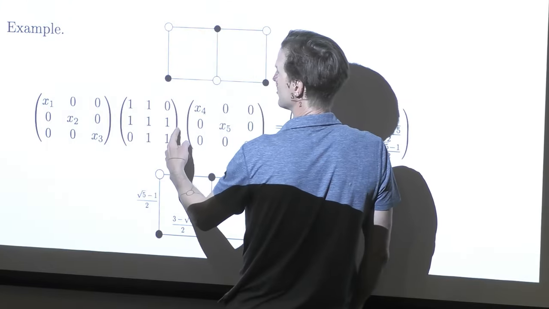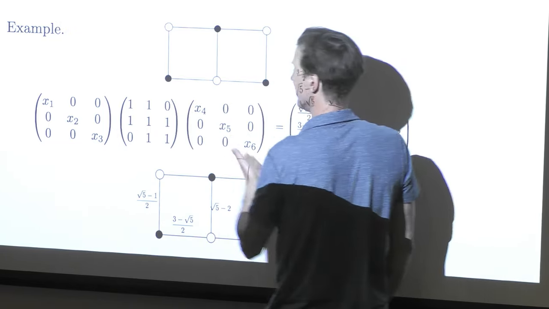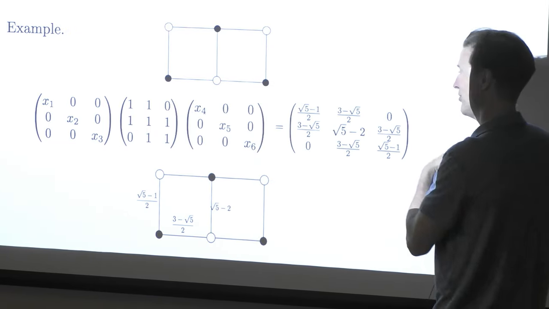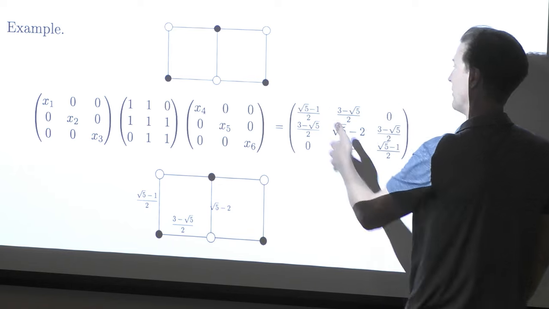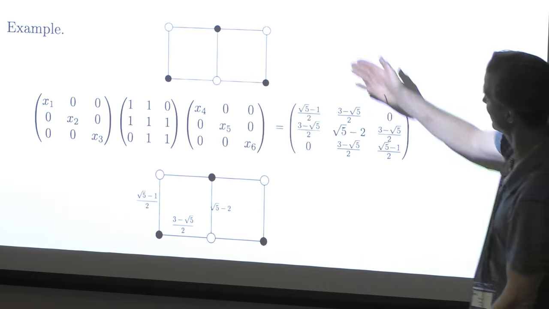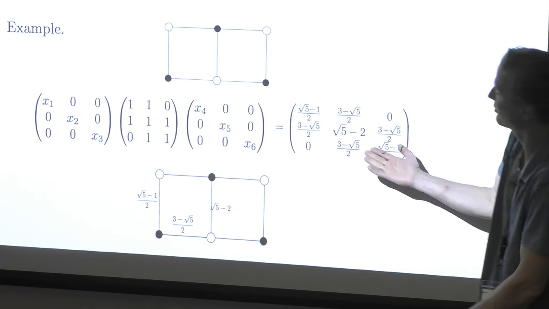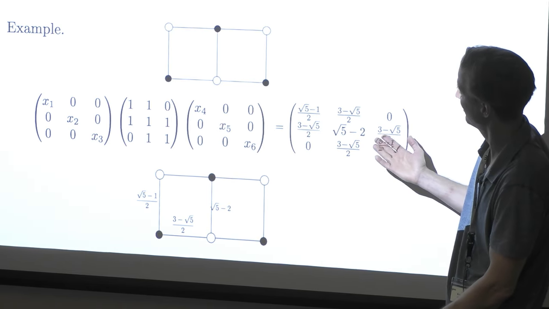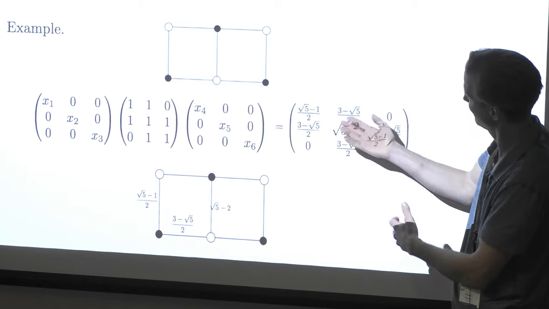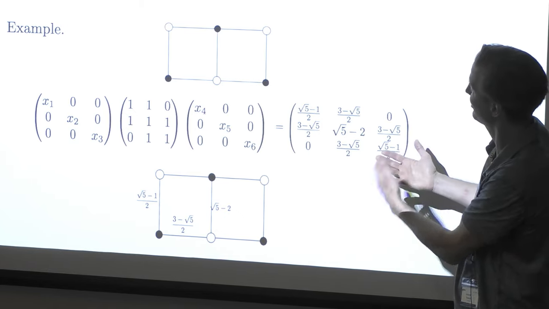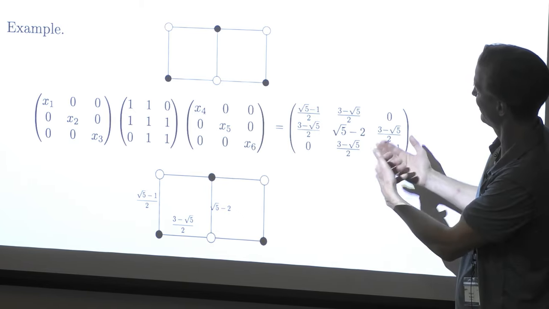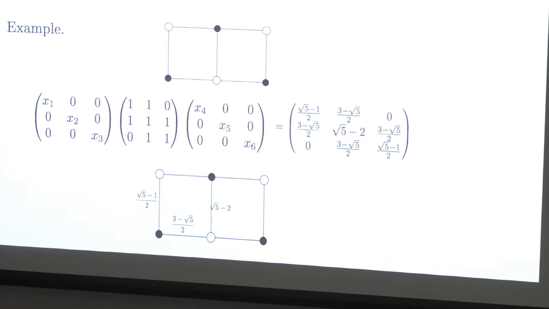You take the adjacency matrix of the graph, you want to multiply on the right and the left by diagonal matrices so that the resulting matrix is bistochastic. Bistochastic just means that the rows and columns are summing to 1. And here, I give the solution in this case, and you can see that it involves the square root of 5, so there's at least two solutions, but there's only one positive solution.